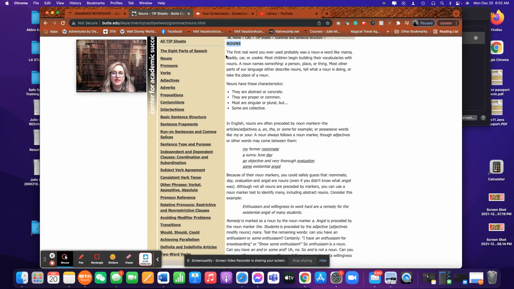nouns are important in your sentences because they're going to always be the subject of your sentences. Okay. Not only that, all kinds of words are going to be used in your sentence. These are the first solid real words you use. This says mama, daddy, car, cookie. Most children begin building their vocabularies with nouns.